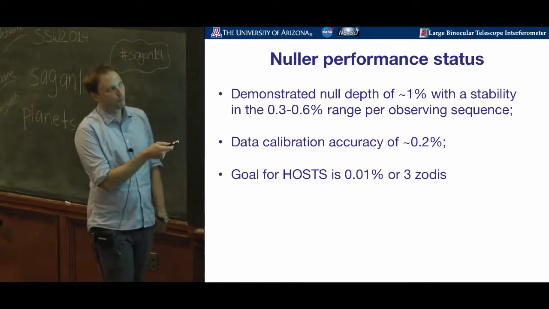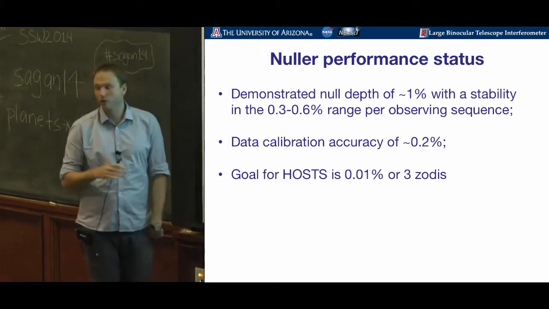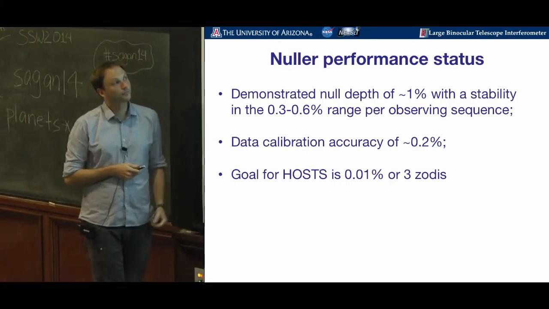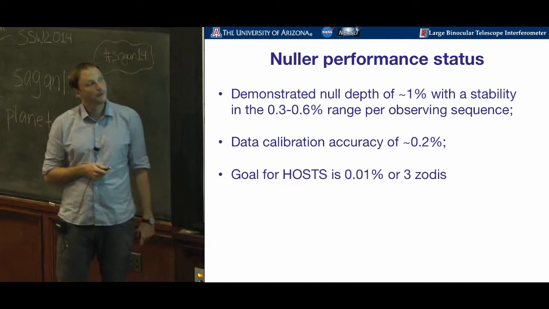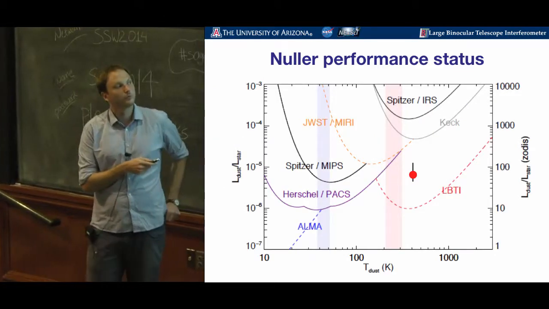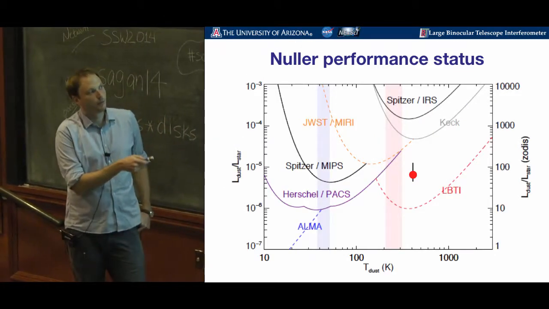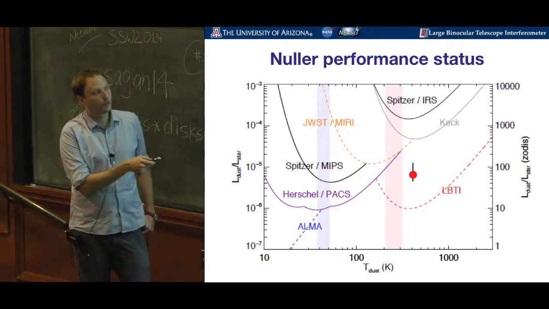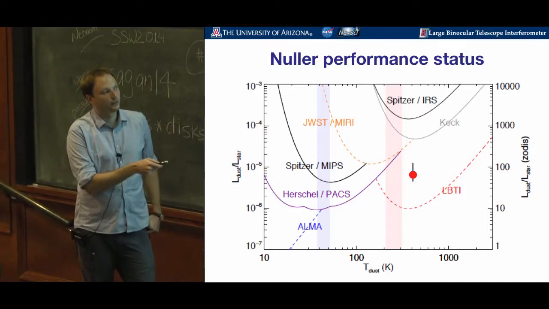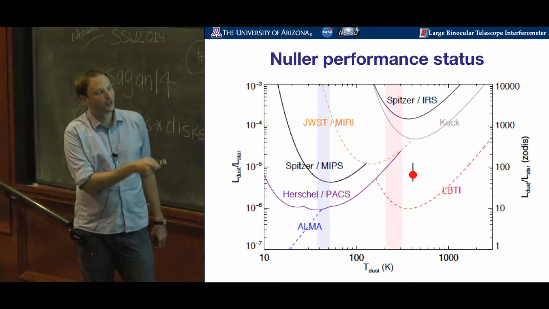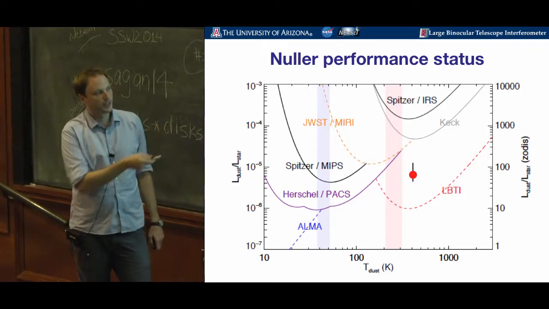So the goal, 0.01%, is a noise floor of 3 zodies. So this is where we are roughly right now, between the Keck measurement and the LBTI measurement. We are midway, I would say, between the two. LBTI goal.